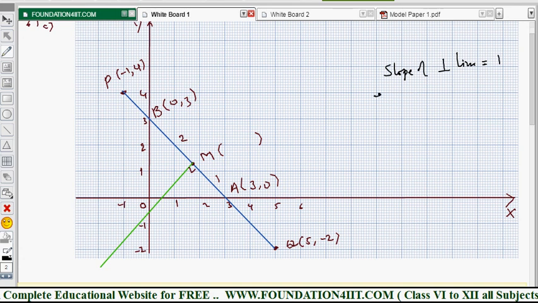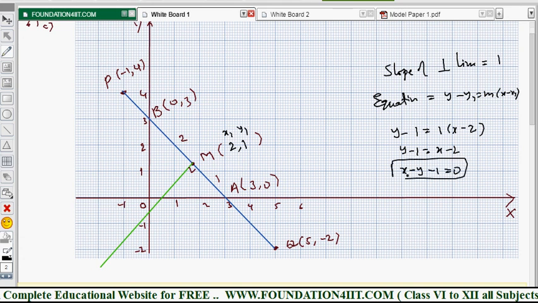Then the equation formula is y minus y1 is equal to m into x minus x1, right? So y minus y1, slope is 1, and x minus x1. The point x1 y1 is M, and M we already got as 2 comma 1. So this is x1 and y1, and the slope is 1. If you apply, y minus 1 is equal to x minus 2. So from this, x minus y minus 1 is equal to 0. This is the equation of this straight line.